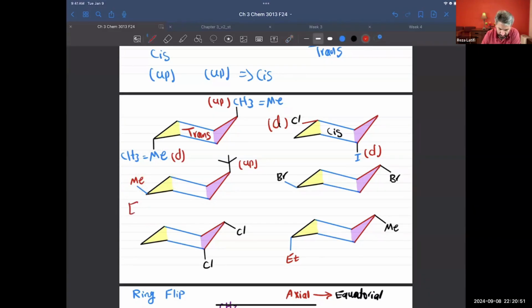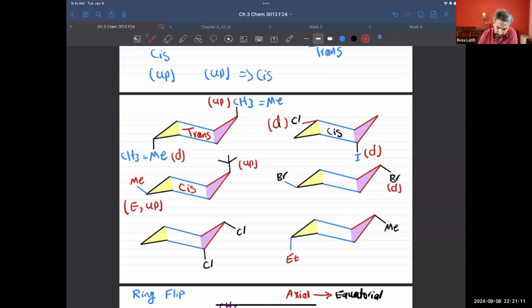So this one is going to be equatorial position, but it's pointing up. Well, this tertiary butyl is axial position, and it's pointing up. Because both of them are pointing up, this one will be cis. Okay, the bromine is pointing down.